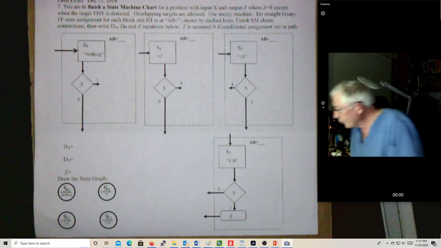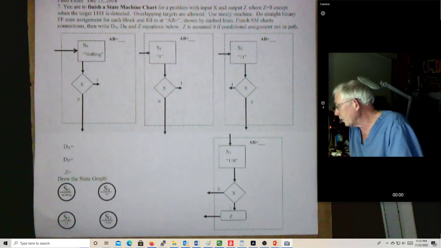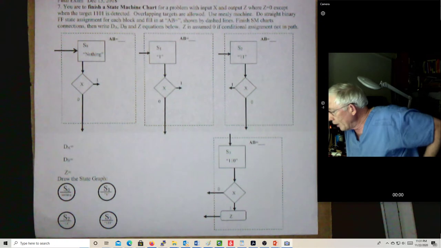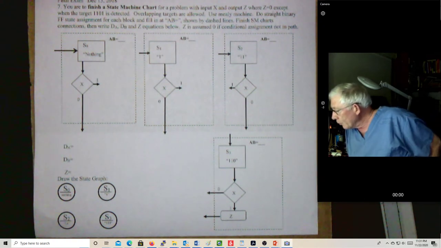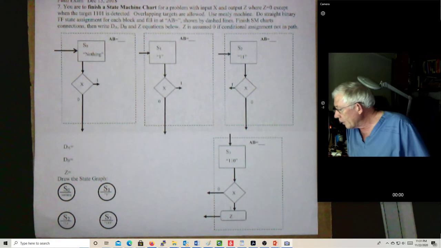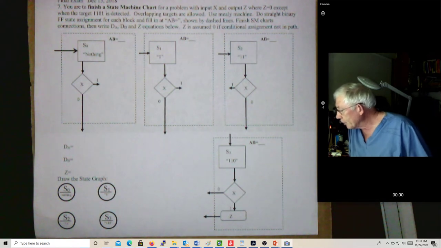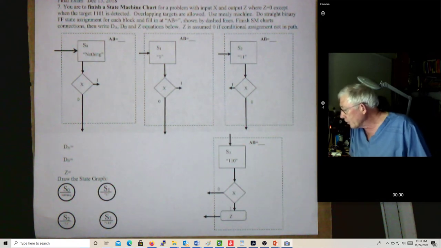All right. You're to finish a state machine chart for a problem with an input X and an output Z, where Z equals 0, except when the target 1101 is detected. Overlapping targets are allowed. Use Mealy machine. Do straight binary flip-flop state assignment for each block and fill in the state assignment at the AB equals on each of the blocks, shown by the dashed lines. Finish the SM chart connections and then write in DA, DB, Z equations below. Z is assumed to be 0 if the conditional assignment is not in the path.